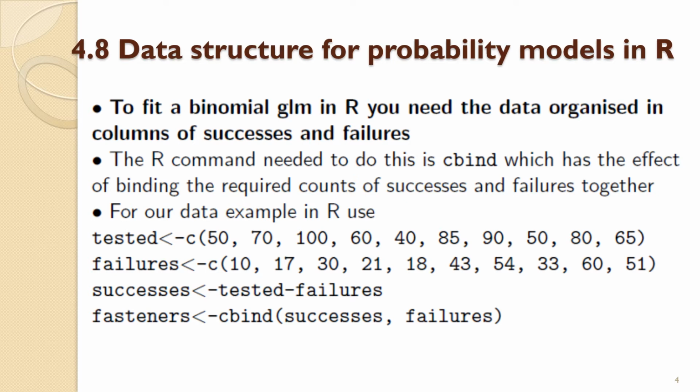So each item that's tested either succeeds or it fails. And if it doesn't fail, it must necessarily be a success. And so the difference between these two, tested minus failures, is the successes. Then the crucial thing you have to do is bind the successes and failures together using the command cbind. That gives fasteners, and fasteners will be the live variable in the R syntax when you're fitting the logit and probit model.